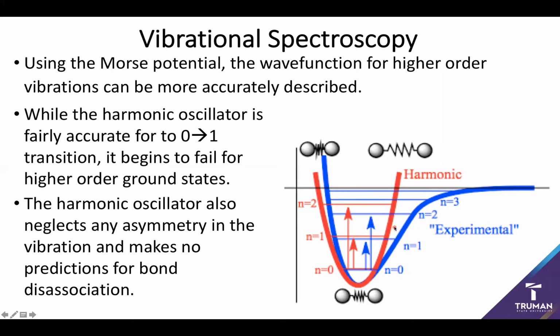One of the other important things is anytime you're looking for, again, anything with asymmetry, looking for a more accurate description of restoring forces, and most importantly, for that bond disassociation, you really have to go to the Morse potential. So that brings us to the end of Morse potential.